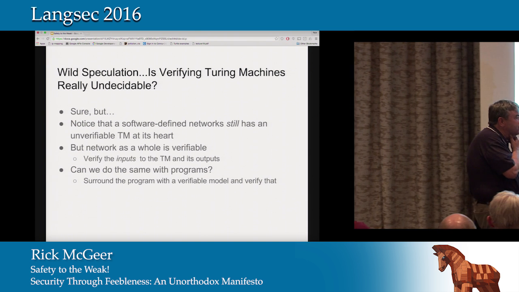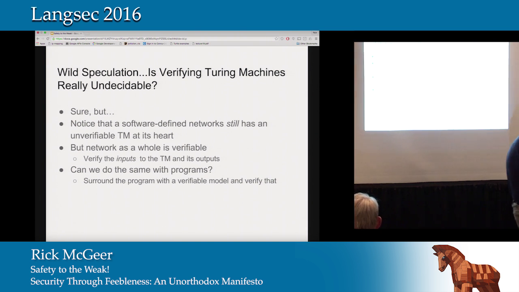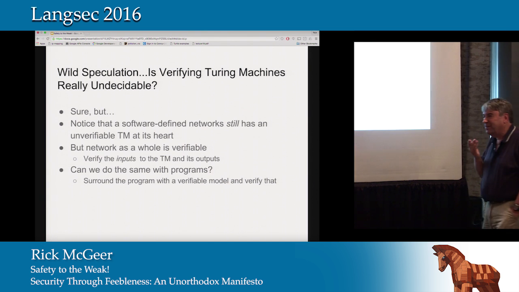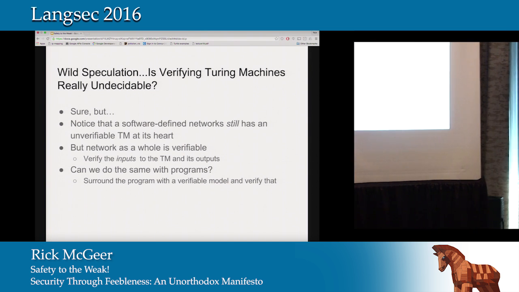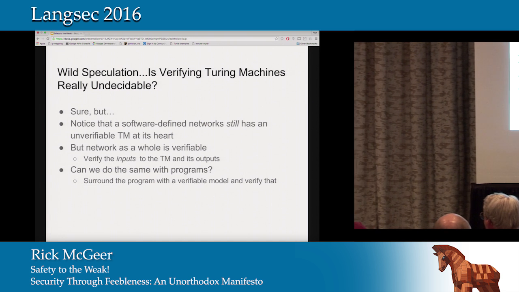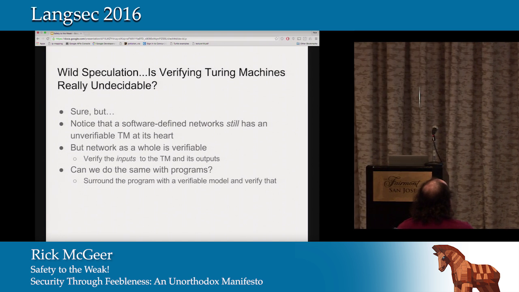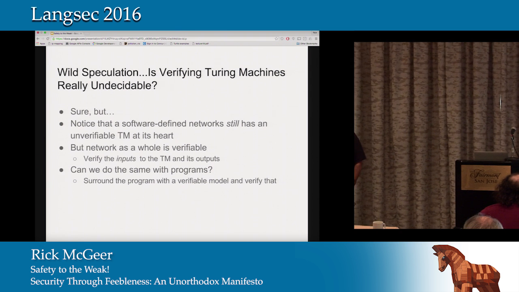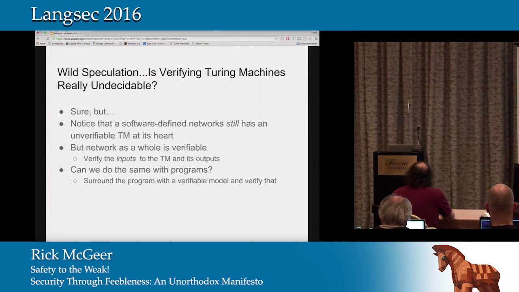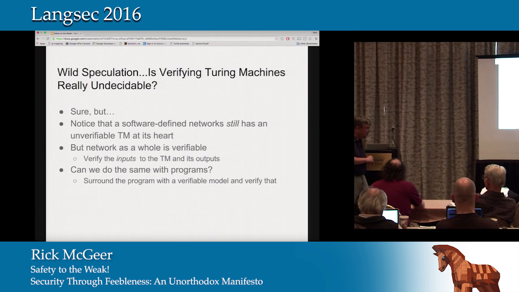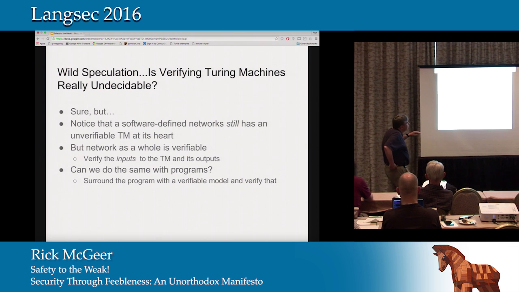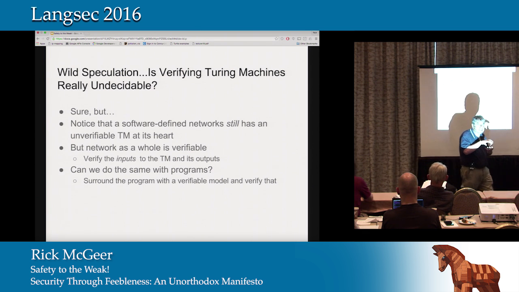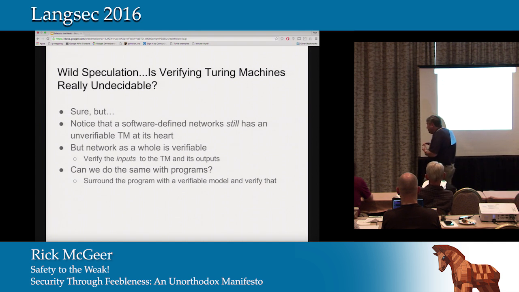Is verifying Turing machines really undecidable? And the answer is, well, of course, there are theorems about this. But the theorems don't say you can't tell if the system's going to do what it wants. It says you can't tell if this Turing machine is going to do something reasonable. So if we take a look at this diagram of software-defined networking that had a Turing machine sitting at its heart, that thing was undecidable.